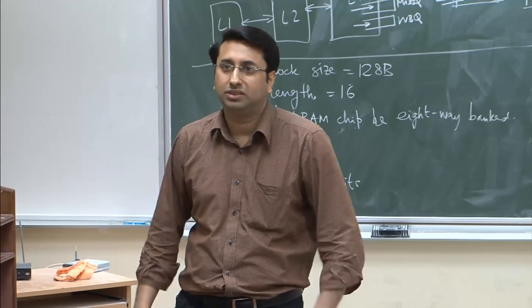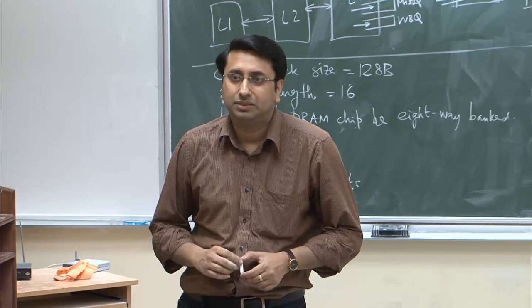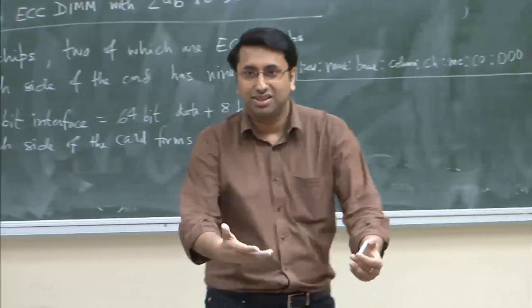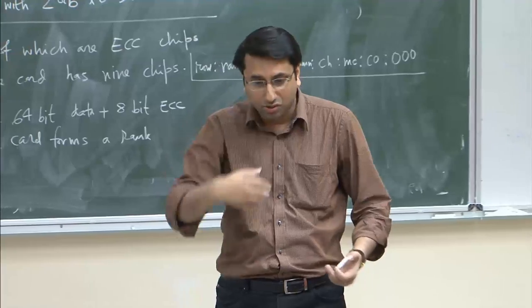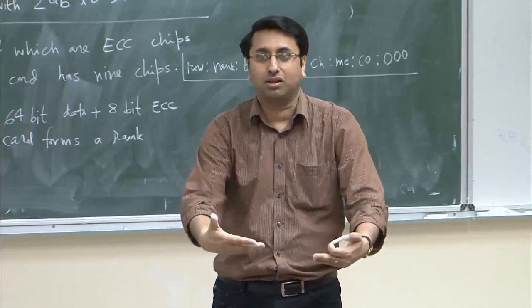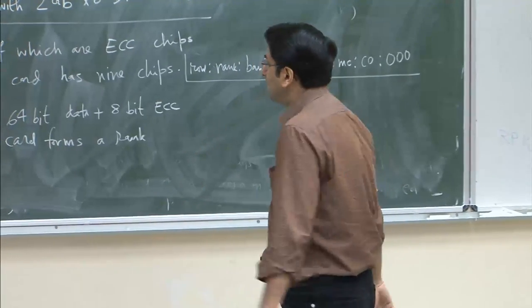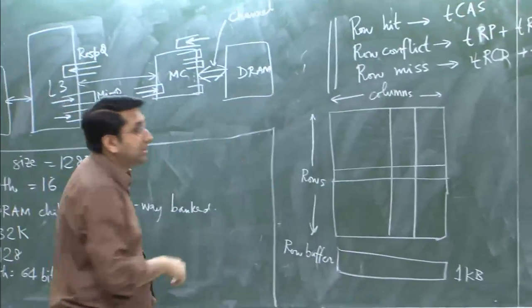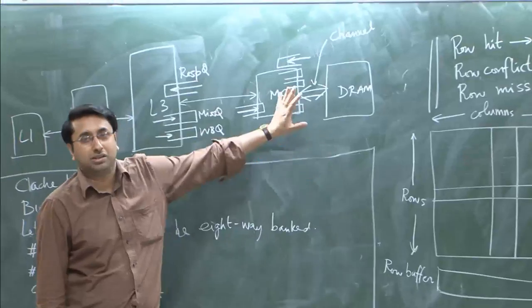Why do you need to do these things? Yeah, exactly, you're short of wires. I do not have enough wires to communicate the row and column address in parallel. So the point is that the DRAM chips are pin limited. They are very much pin limited.